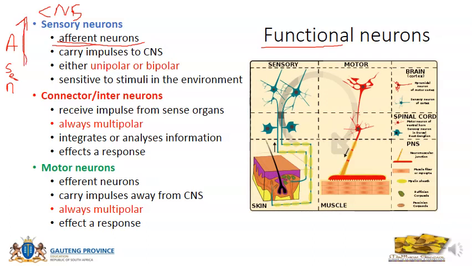It is either unipolar or bipolar. We'll see what it means. And they are sensitive to stimuli in the environment. We talked about what stimuli are. These are events that bring about a response. When we say they are sensitive to stimuli in the environment, it is the sensory neurons, found in sense organs, that pick up changes and different forms of stimuli in the environment, convert this information to impulses and send them towards the central nervous system, passing through the afferent route.